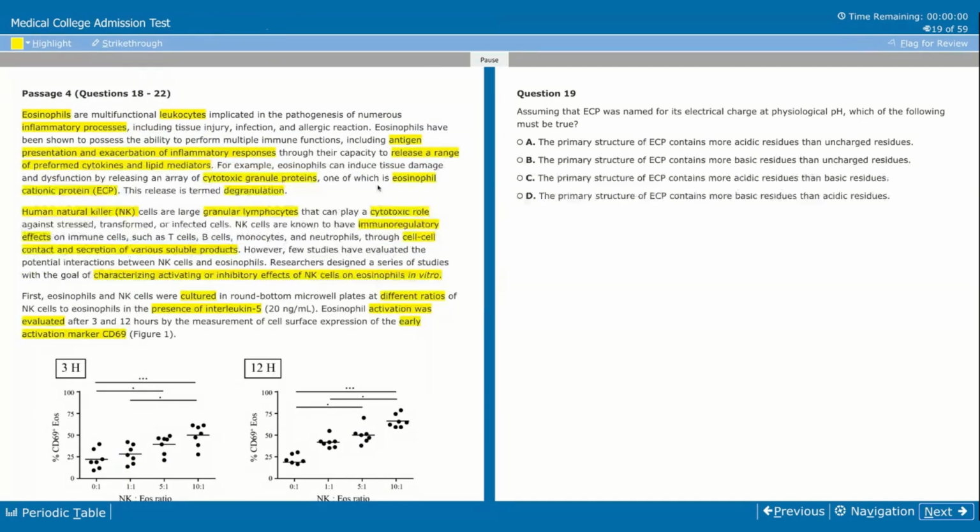So ECP, we know, is an eosinophil cationic protein. And so it wants to know, what is a cation?